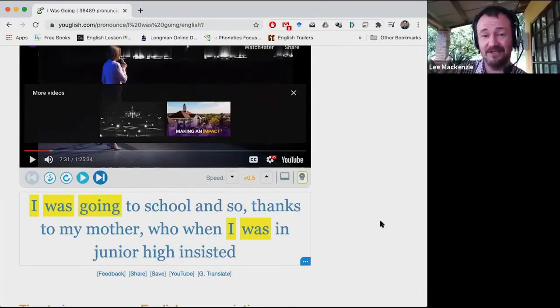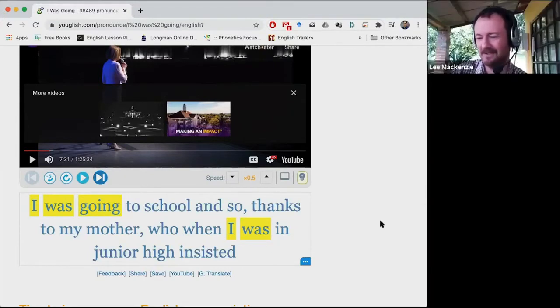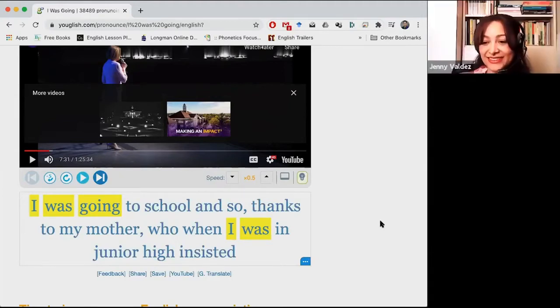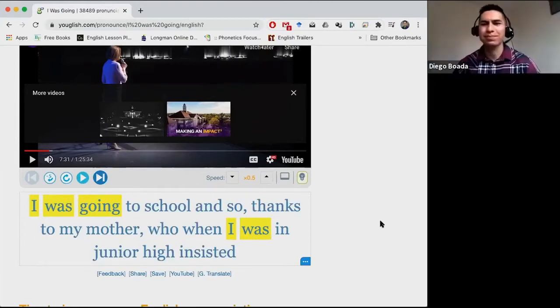Let's try the difference between sheep and ship, right? So which one is a longer sound, sheep or ship? The first one, right? Okay. And what happens to my mouth? In which one am I smiling, sheep or ship? The first one, right? So when you hear me say ship, raise your hand, Jenny and Diego. Sheep, sheep, sheep, sheep, ship, ship, ship.